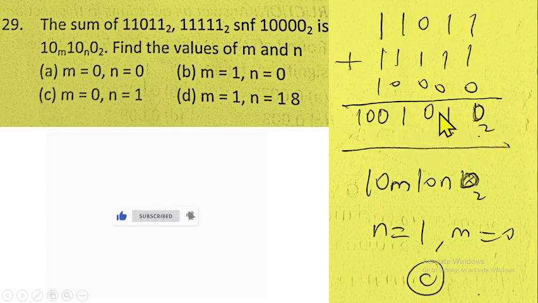Then if you compare this number to the answer we have here, you discover that you'll be able to know your m and you'll be able to know your n. So this is 0, that means our n will be 1. This is 0 here, this is 1, that means our m here will be 0. And this is 0, this is 1. So that means n is 1, m is 0, and option C is the correct option for question number 29.